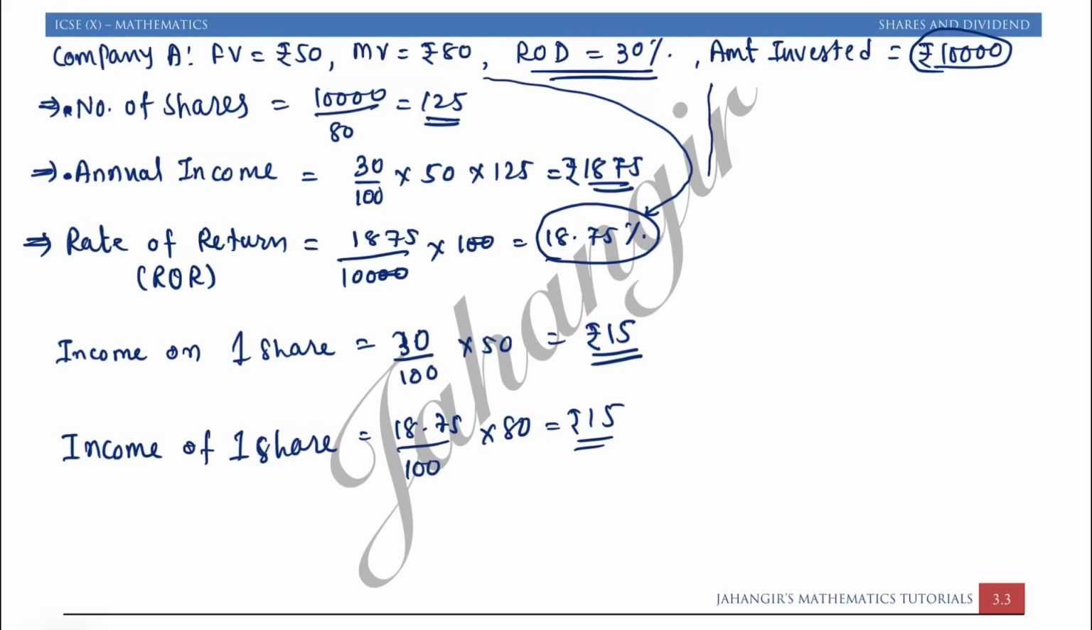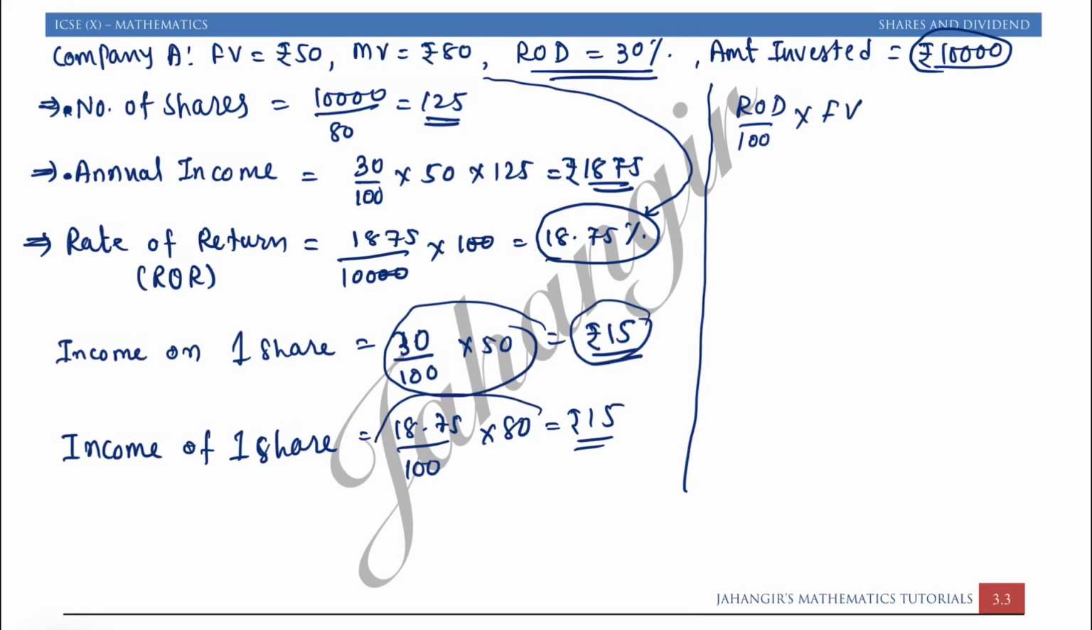So here we can make one more formula, that is a very important formula. What was this? This is ROD upon 100 into face value. That was 15 rupees. That is equal to, we can say, ROR into market value.